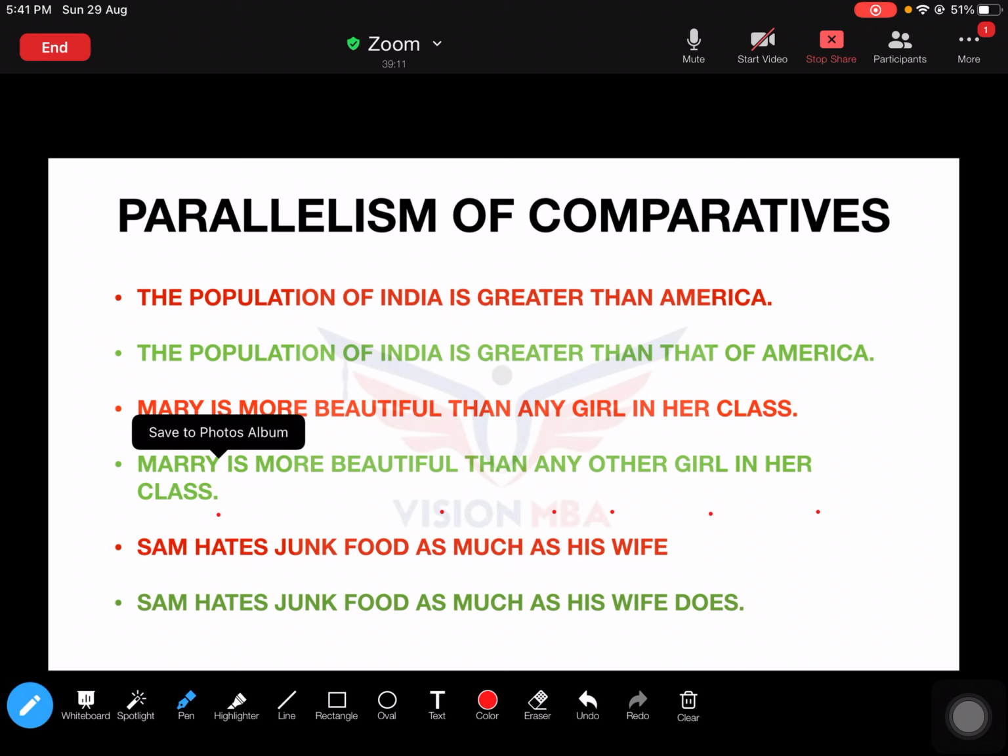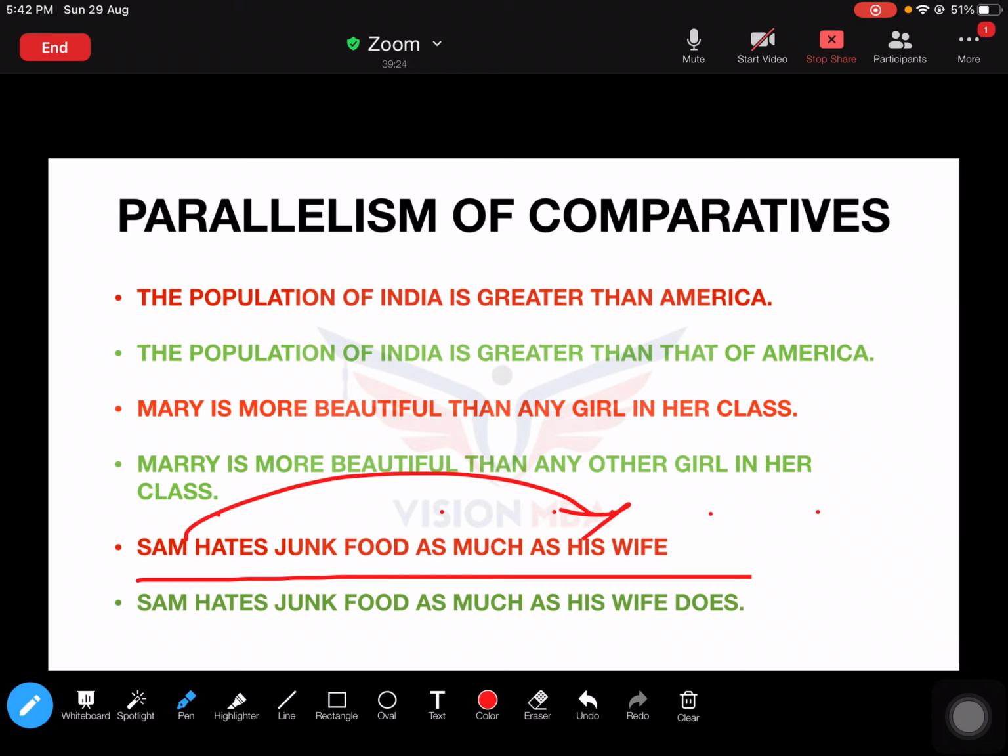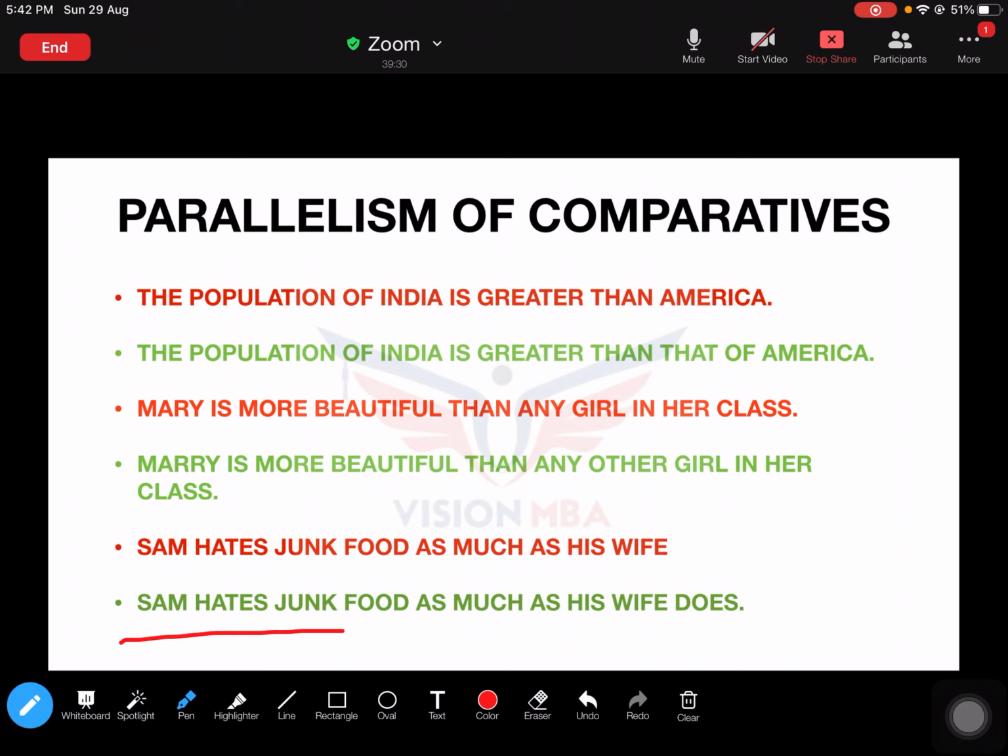Sam hates junk food as much as his wife. Now, here the meaning is incorrect, or it's confusing. Sam hates junk food as much as his wife. So, does he hate his wife the way he hates the junk food? No. Or maybe it is there, but it is not expressed correctly. Sam hates junk food as much as his wife does. That means the junk food is hated not just by Sam, but even his wife hates the junk food.